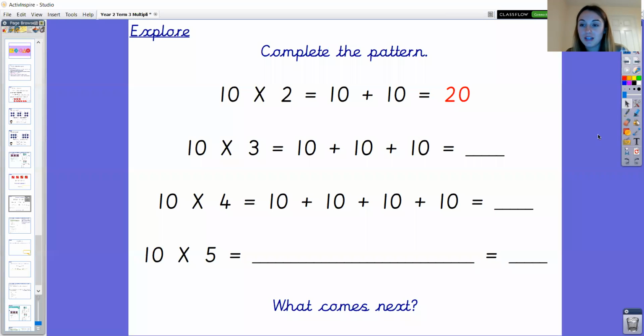Well done, Year 2. Let's have a look together. So 10 lots of 3 is the same as 3 lots of 10. So thinking about our times table facts, if you've been practicing on Times Table Rock Stars, what is the total of 10 lots of 3 or 3 lots of 10? Brilliant, well done, 30. So we know the whole is 30.